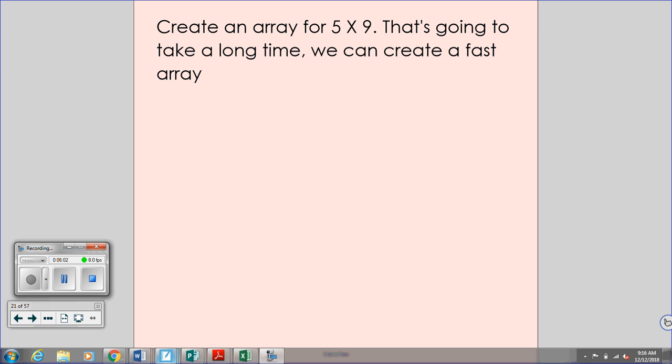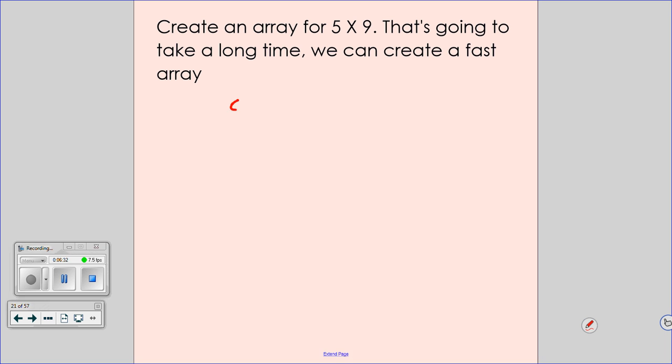Yes, Emily? Okay? So if I was going to create an array for 5 times 9, that's a lot of counters, because I have 5 groups of 9. That's a lot. So instead, we're only going to do the first row and the first column, because the rest you can fill in with your brain. Okay? So with your counters, I want you to make 5 rows.